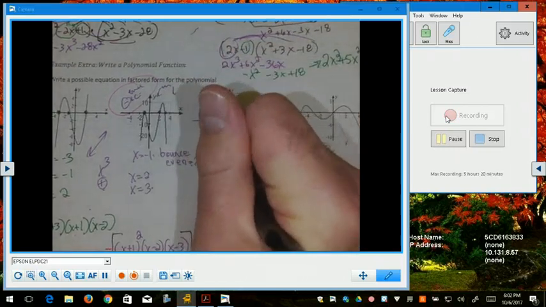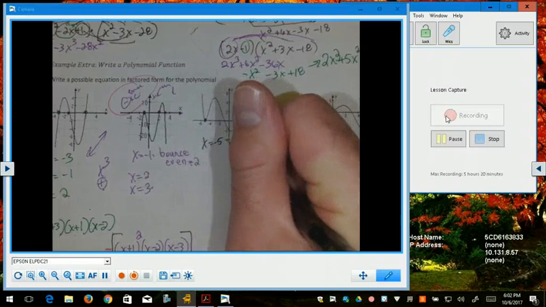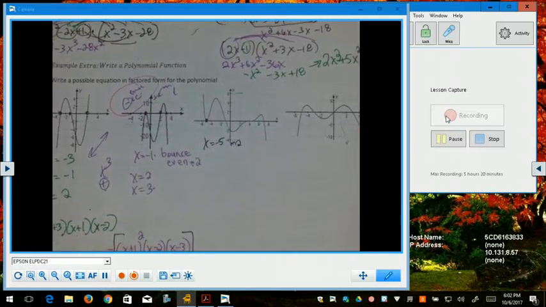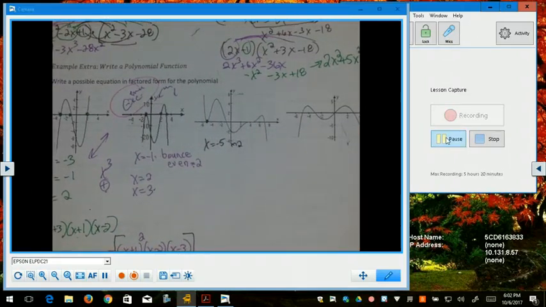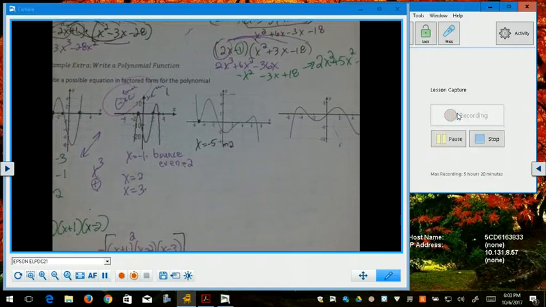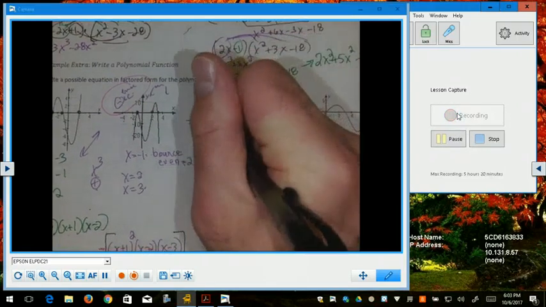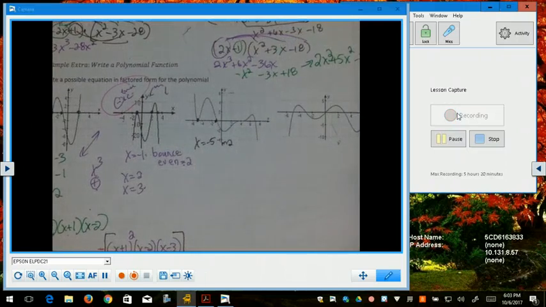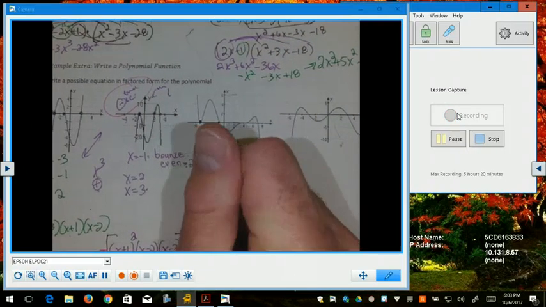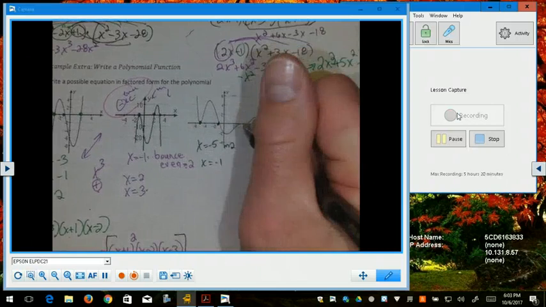Here we have a 0 at x equals -5, and it's a bounce. So I'm going to put multiplicity of 2, but I know that it could have more than that. So I'm going to say that that's a minimum multiplicity of 2. I have an x-intercept at x equals -1. It doesn't look like it twists there necessarily, so I'm just going to leave that as a regular x-intercept.